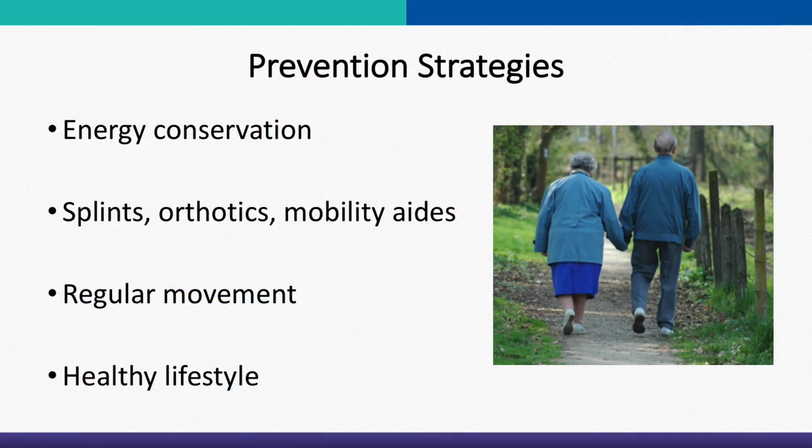A final category of the 4 P framework for pain management is prevention. Prevention strategies may include energy conservation strategies, such as pacing of activities. Splints, orthotics, and mobility aids can be used to protect joints from unnecessary stress. Regular movement can prevent stiffness and pain, as well as associated health risks from prolonged positioning, such as blood pooling, pressure sores, and infections. Maintaining a healthy body weight and having a healthy lifestyle can also reduce pain.